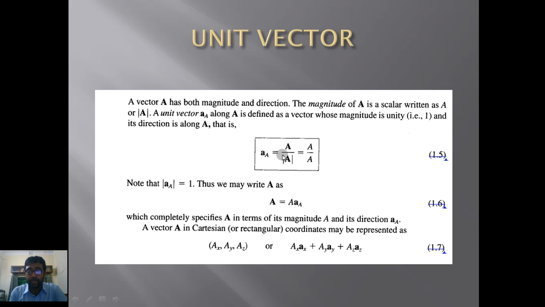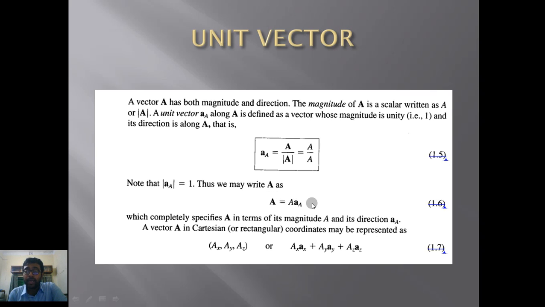This vector has been divided by the magnitude of the same vector, so we get a vector with the same direction, but the value of A suffix A will be 1. From this equation we can jump to this one: vector A can be written as mod A into A suffix A. A suffix A provides the direction of that vector, and mod A provides the value of this vector.